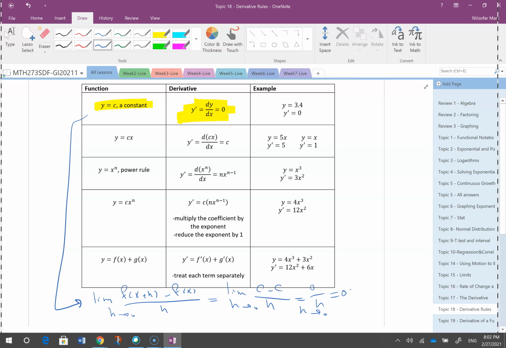So I can use this rule: when I have the derivative of a constant function, the derivative is 0. How about cx?